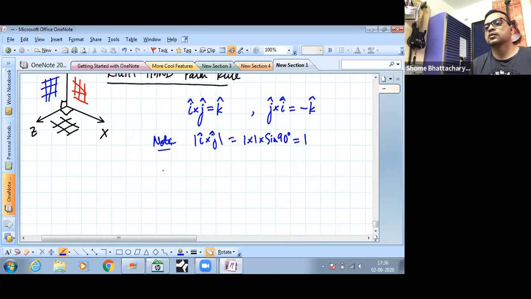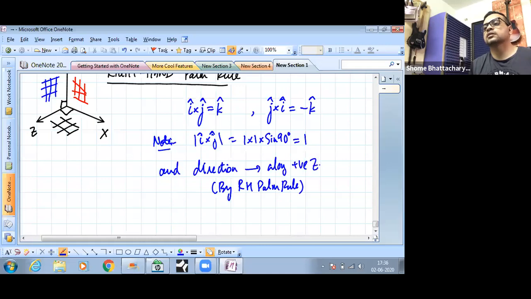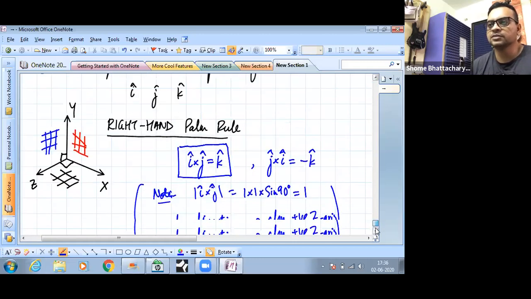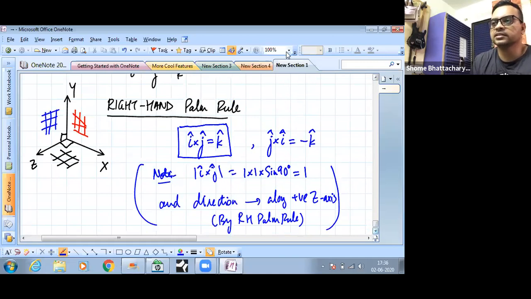But direction, okay, by right hand palm rule, it will be along the positive z-axis. Okay. So that is why this is like this. That is why this. And then this is just the property. A cross B is minus of B cross A. So J cross I should be minus of I cross J. Okay. So that is how this becomes consistent with the right-handed system.